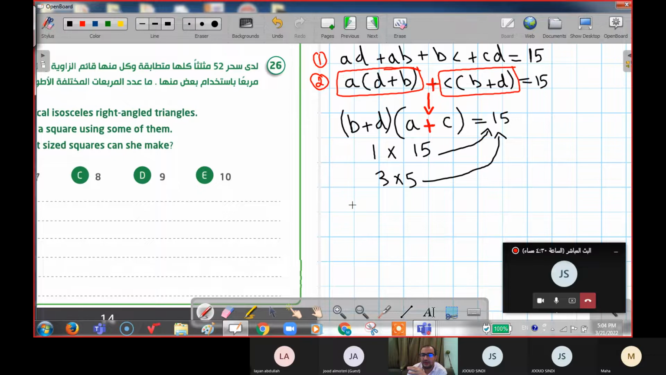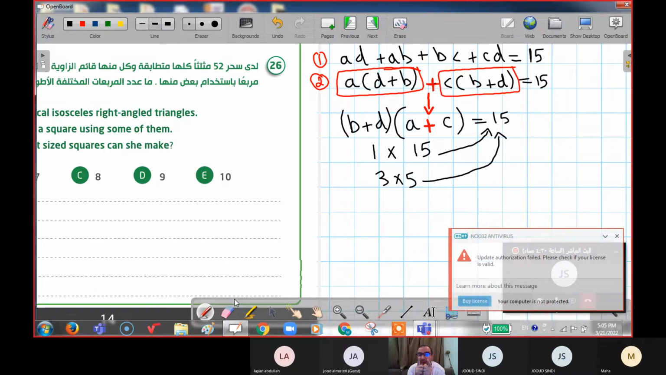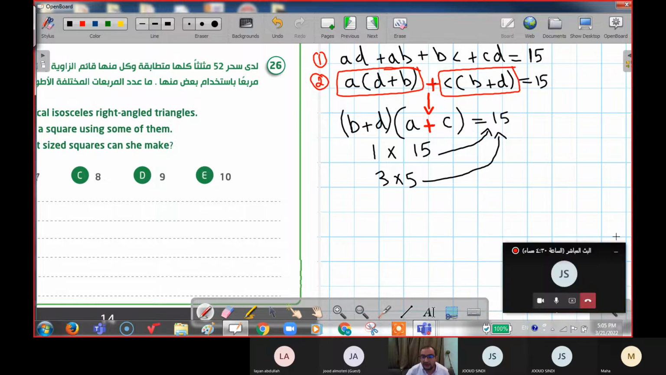So I will write that 0 is not considered positive. But teacher, 0 has some problems. Some say that it's positive, some say that it's negative, some say that it's neutral. No, this is a mistake here. 0 is the only number that is neither positive nor negative.